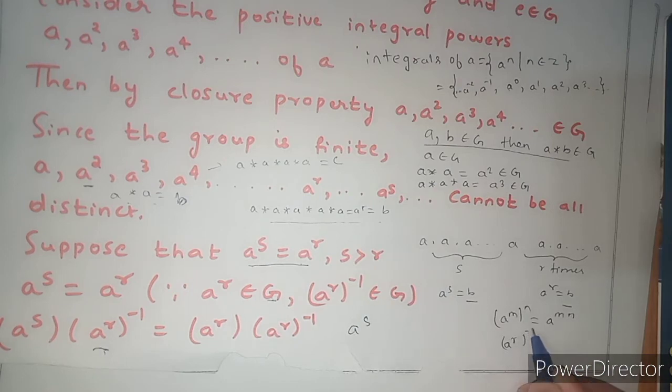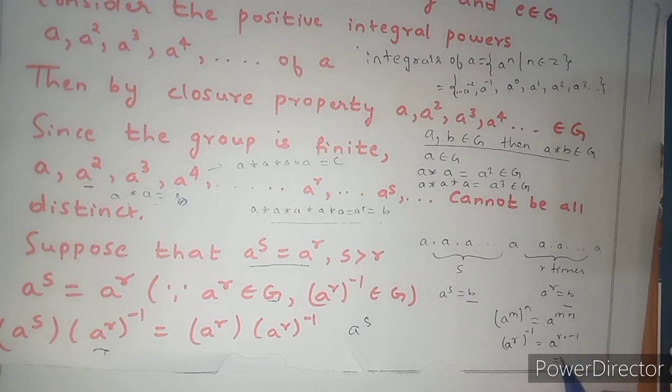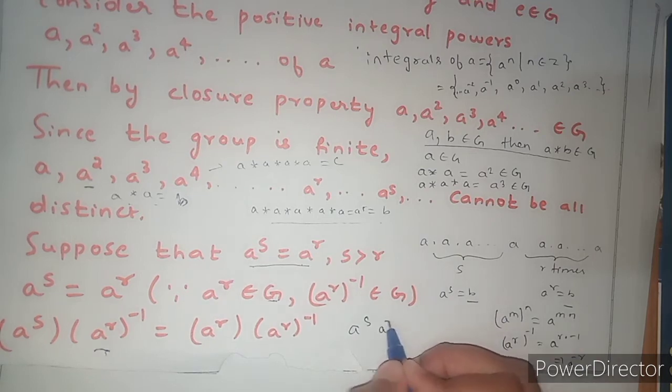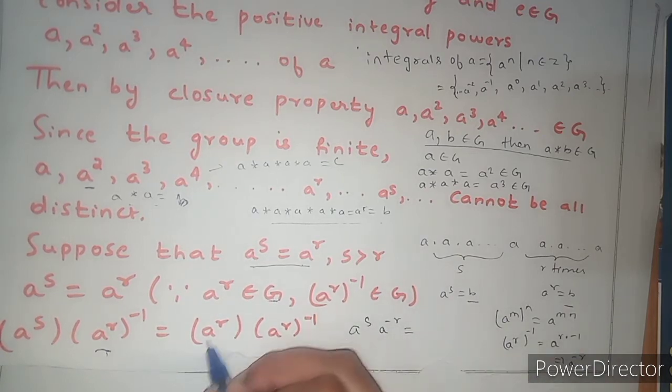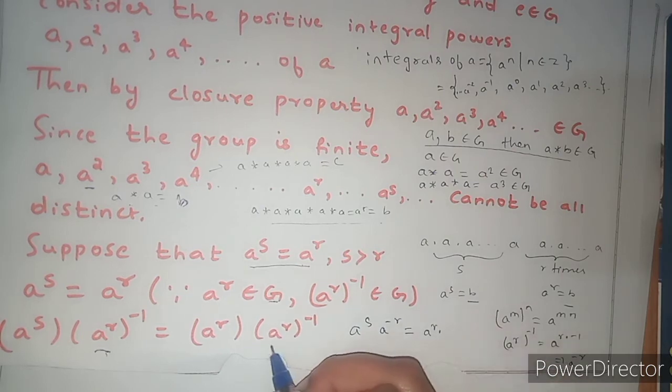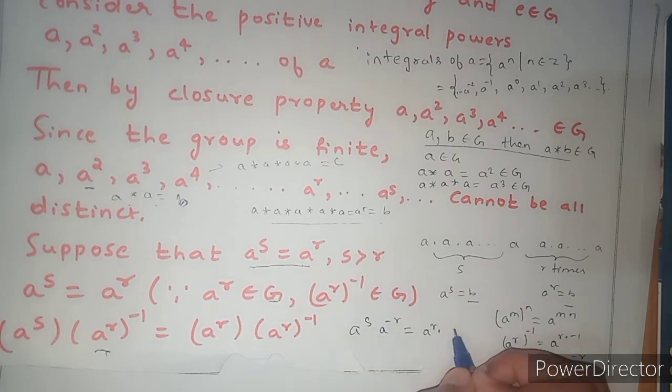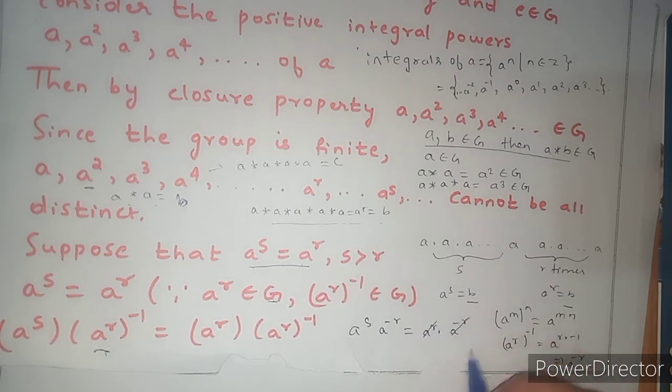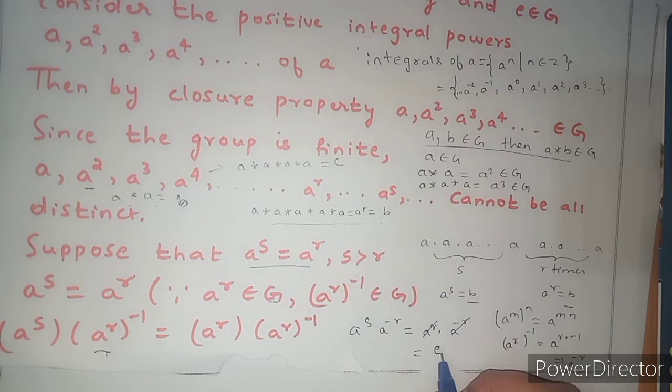Likewise, (a^r)^-1 is a^(r into -1), in place of m we have r and in place of n we have -1. r into -1 is -r. So a^-r. Likewise a^r into a^-r gets cancelled. We will get e. That means we will get 1, that means e.